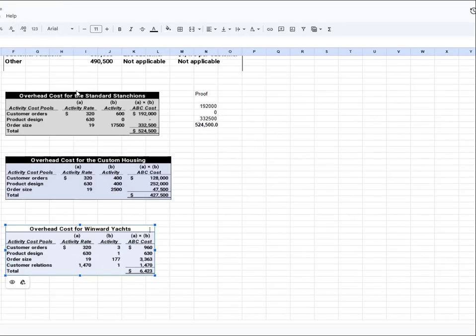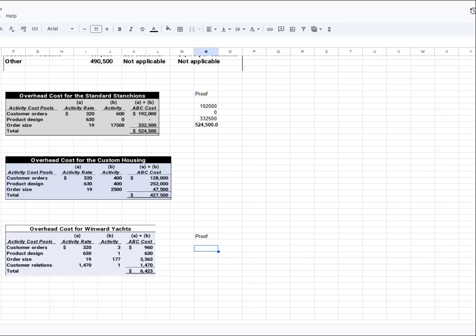So again, like what we did for standard stanchions and our custom housing, let's do it for our Windward Yachts. In this column here, we've broken down the activity that they've told us, and then we're going to take our activity rates as we previously did. Let's do the proof together for our ABC costing.